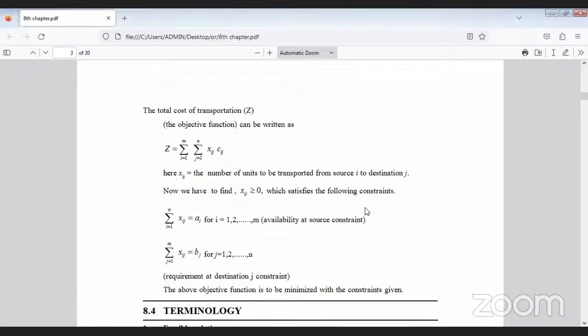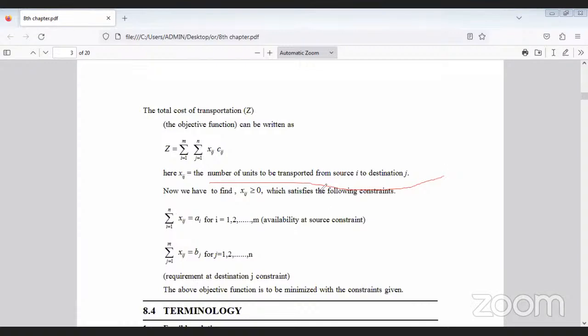You can write here the total transportation cost. The transportation policy we can take here is called summation of i equals 1 to m, summation of j equals 1 to n, x_ij c_ij. Last week I think I told this one, x_ij c_ij. x_ij is the number of units transported from source i to destination j. We take it from i to j.